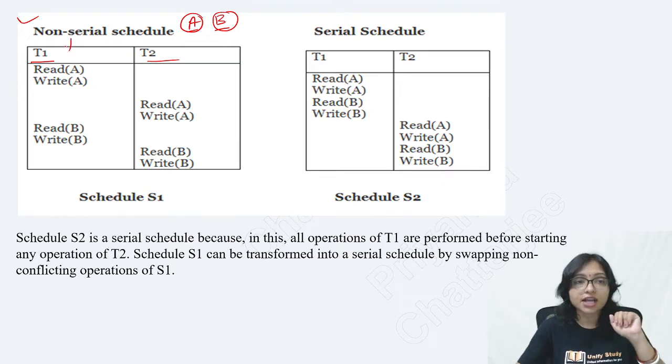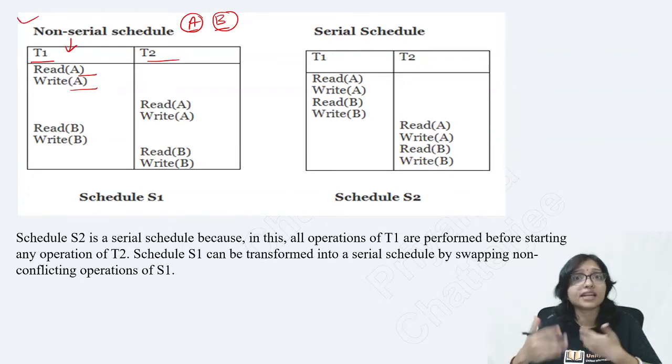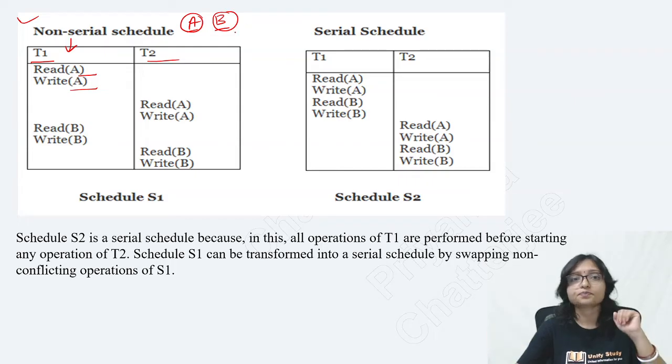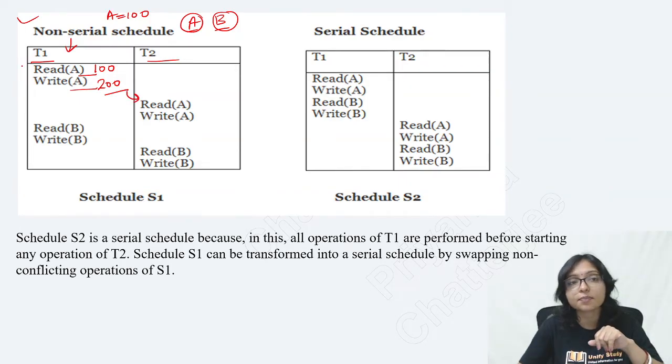Here you can see transaction 1 is doing read A, then write A. Read A means reading A, then after that writing. Writing means updating something on that variable. Maybe initially the A value is 100. So T1 will read the A value as 100. After that T1 is adding something to the account. Maybe T1 is making it 200.